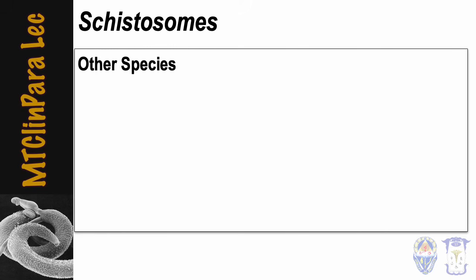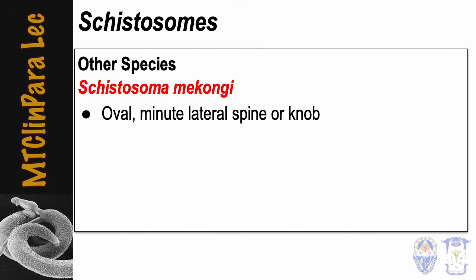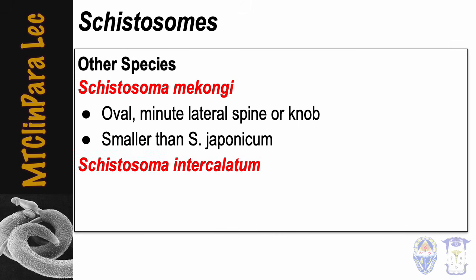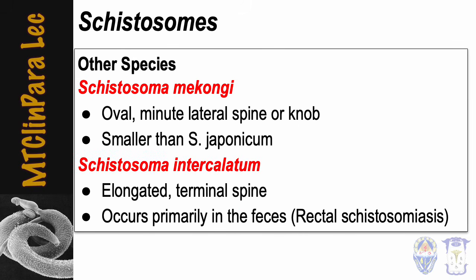And lastly, other species associated with schistosome is Schistosoma mekongi. It has an oval, minute lateral spine or knob, and this is smaller than S. japonicum. For Schistosoma intercalatum, this is associated with rectal schistosomiasis, and it has an elongated terminal spine.